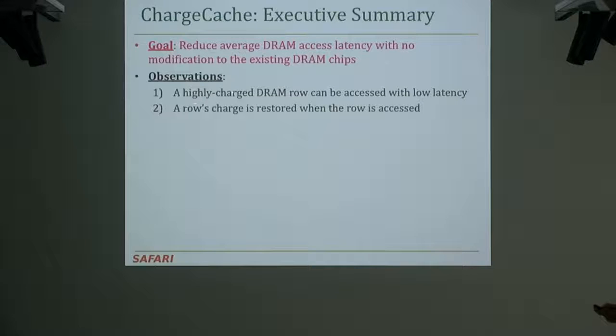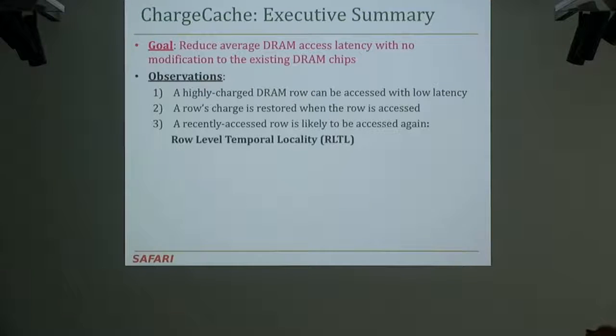The second observation is that a row's charge is restored when the row is accessed. Meaning that when you access the row, you really replenish the charge. You're refreshing the row. Actually, a row's charge is restored when the row is refreshed as well. That's true, but when the row is accessed is much more interesting, as we will see, because a recently accessed row is likely to be accessed again. Now you can actually put all of these things together. This last one is called row-level temporal locality.